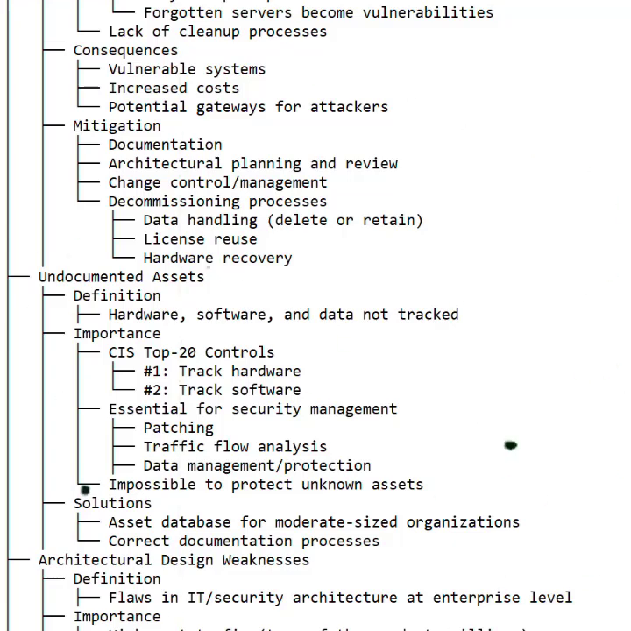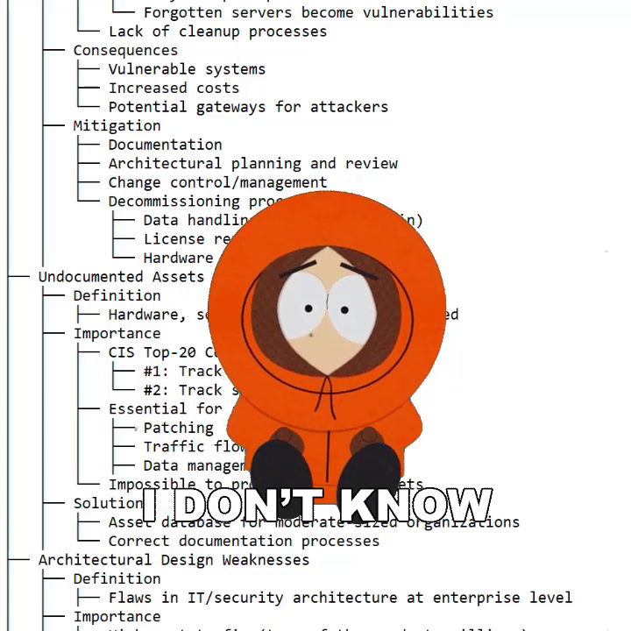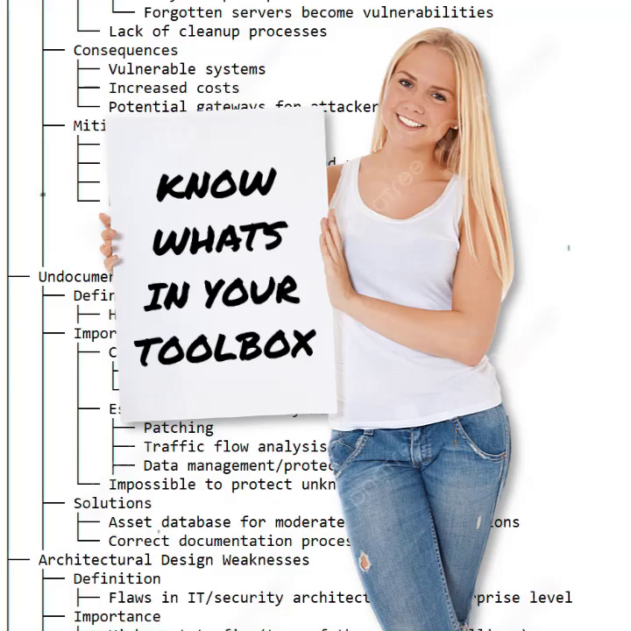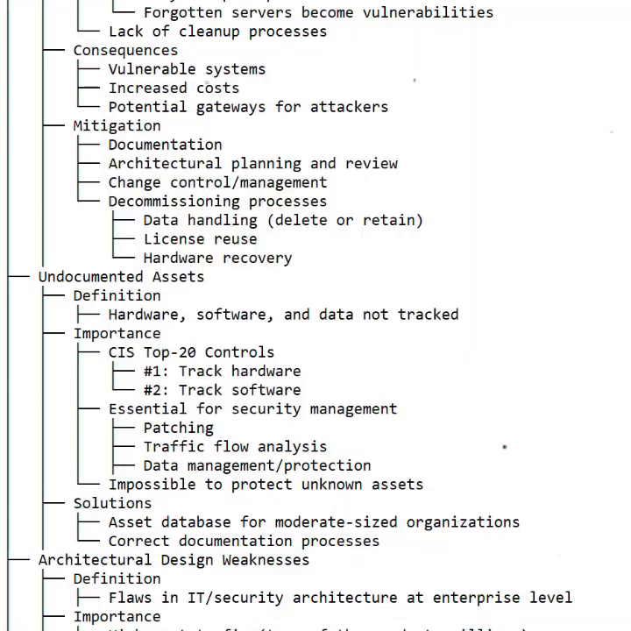Now let's talk about undocumented assets, which ties right into this. If you don't know what hardware, software, or data you've got, how are you supposed to protect it? The CIS Top 20 controls hammer this home. Number 1 is keeping track of your hardware, and number 2 is tracking your software. It's like knowing what's in your toolbox before you start a project. Without that inventory, you can't patch systems, analyze network traffic, or protect your data properly. For any decent sized organization, you need a database to keep tabs on this stuff. It's not glamorous, but it's the backbone of good security.